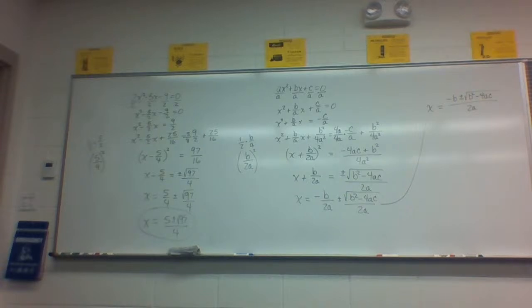Most people in second hour said 4. You're subtracting 12 from something that's already negative. Negative 20x, and then? Plus 4 equals 0. So A is 25, B is negative 20, C is 4.